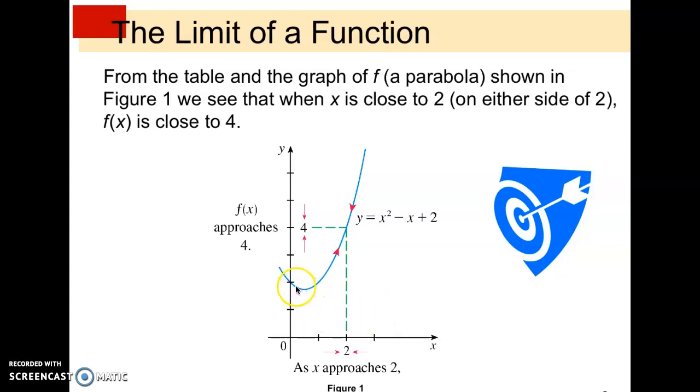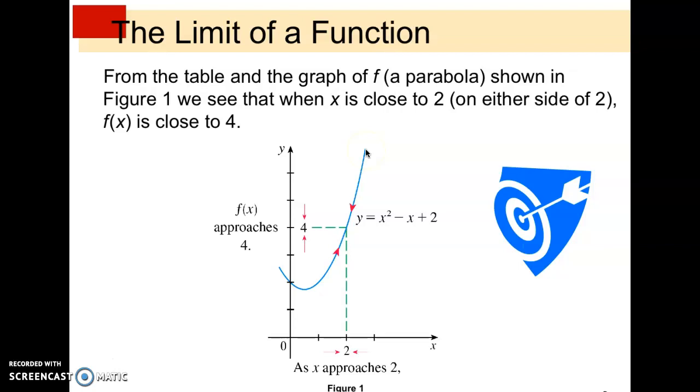If you notice, if we put x input values of, say, 1, the output would be this. 1.5, the output would be here. 1.8, the value would be here. 1.9, the output would be here. So notice, as I come in from the left side on my input values, my output value is targeting an output of 4.